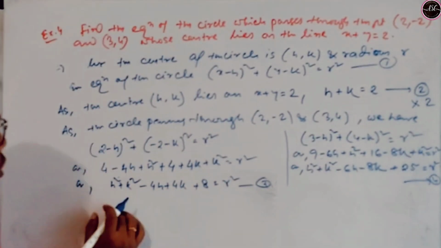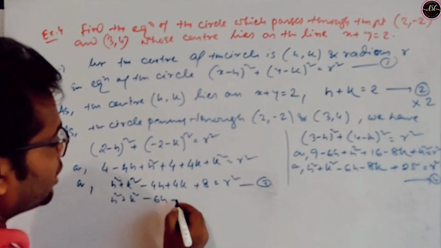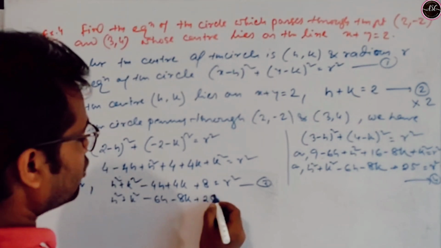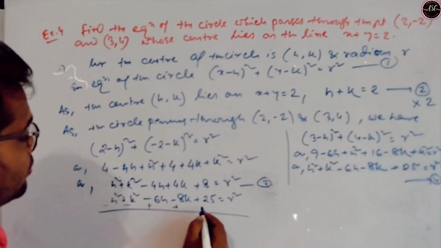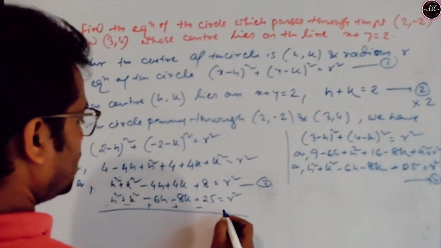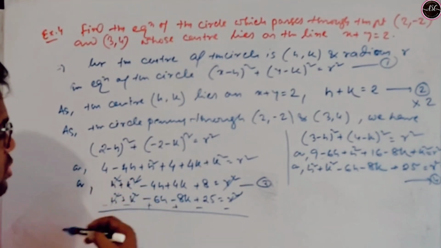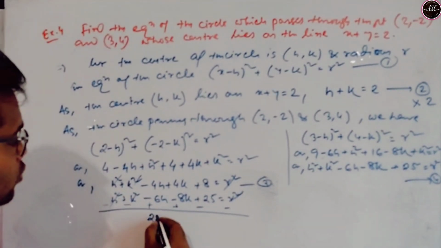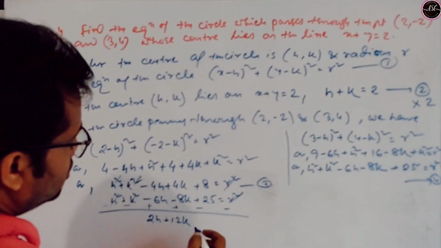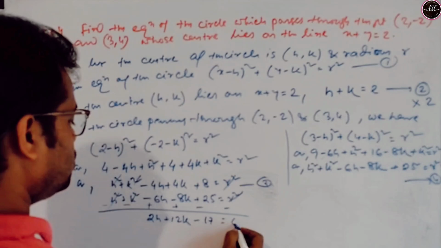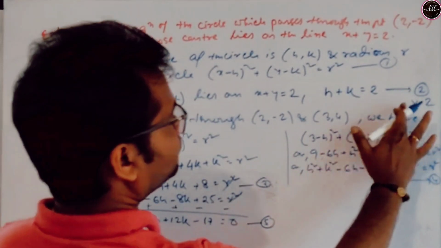Now solving 3 and 4 we get, just write here h square plus k square minus 6h minus 8k plus 25 equal to r square. Okay, now subtract, minus, that will be plus, that will be plus, that will be minus, and here that will be minus. So r square minus r square will be cancelled, h square cancels out, k square minus k square will be cancelled out. Here we have 2h plus 12k, and 17 minus 17 equal to 0, or now we get, and this is equation 5.